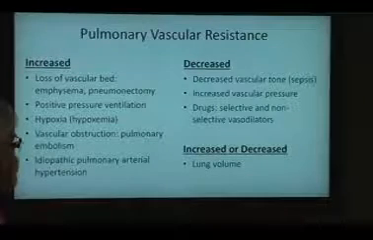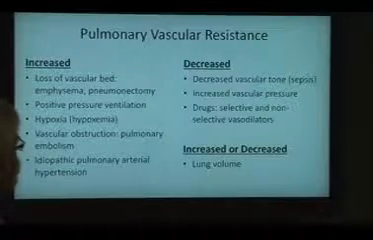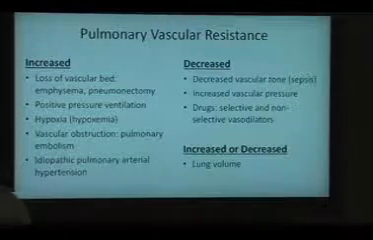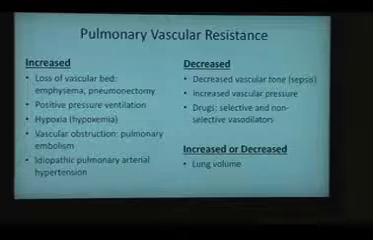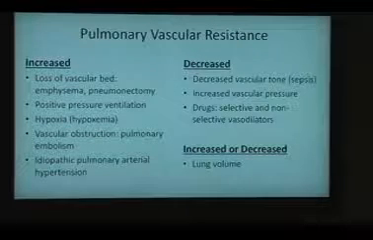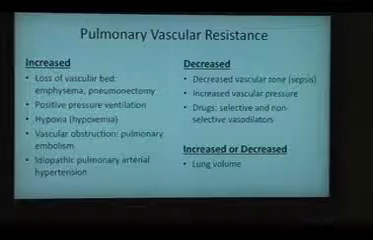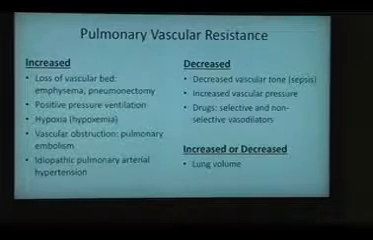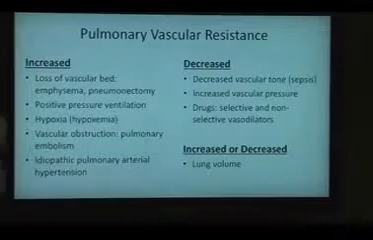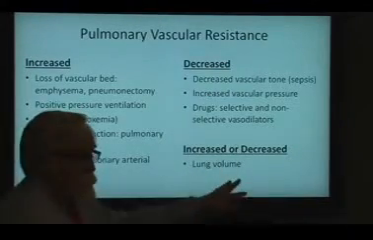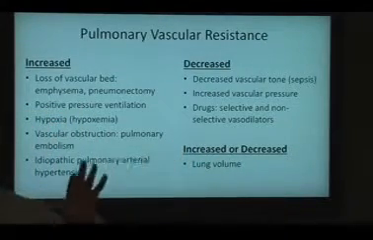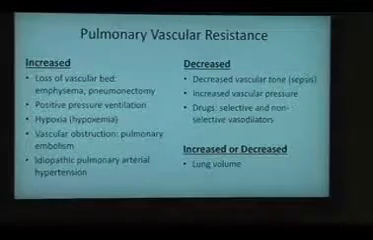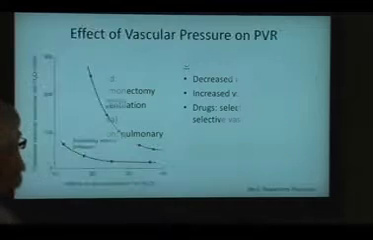And then there are drugs, pulmonary vasodilators, that can decrease pulmonary vascular resistance. They include non-selective pulmonary vasodilators, like nitrite and calcium channel blockers, as well as selective pulmonary vasodilators, like inhaled nitric oxide and inhaled prostacyclin. And then lung volume might either increase or decrease the pulmonary vascular resistance, depending upon the level of lung volume.